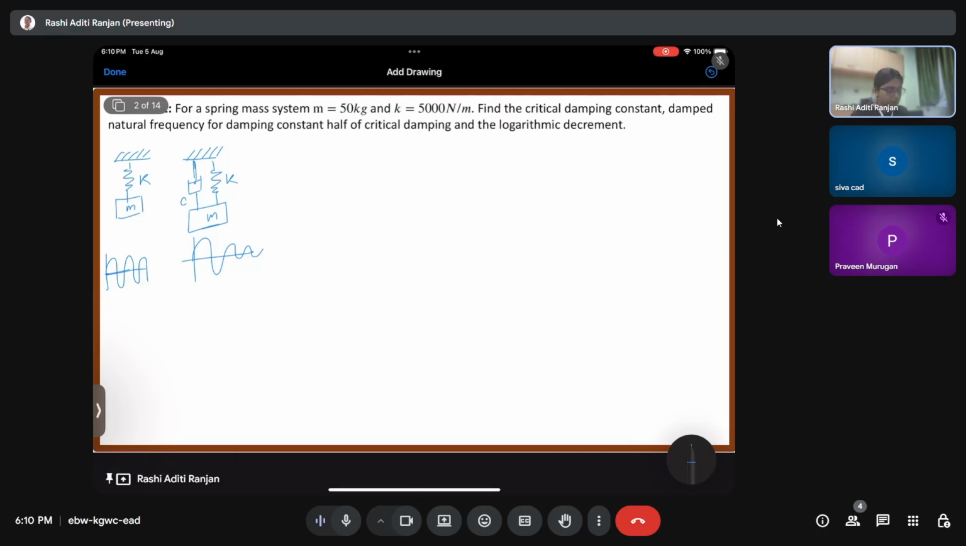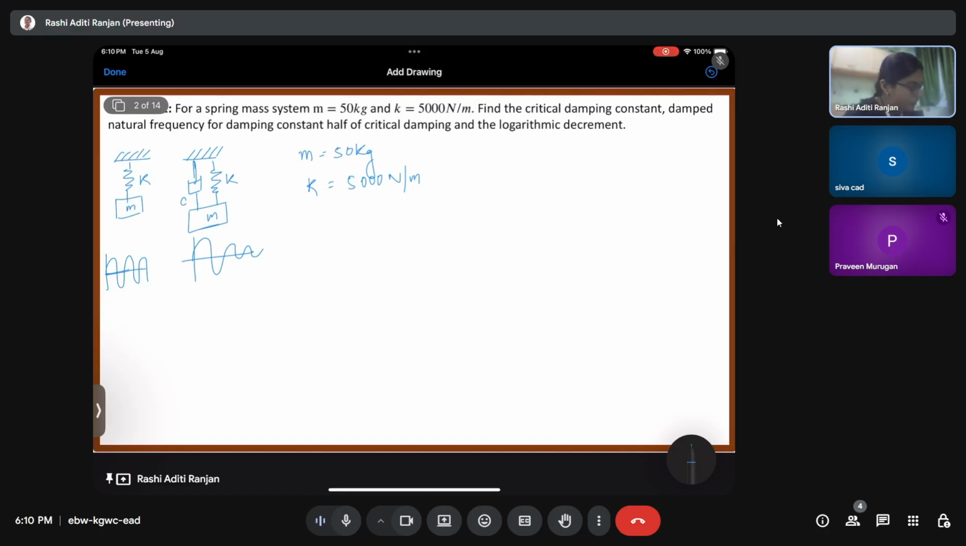So for the question, we have mass M equals 50 kg, K equals 5000 Newton per meter, right? We have to find the critical damping constant. For this question only, I'll be doing a bit of a derivation just in order for you to revise. But after this, we'll just be using the equation of the critical damping.